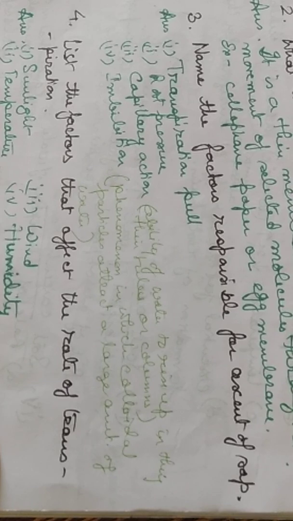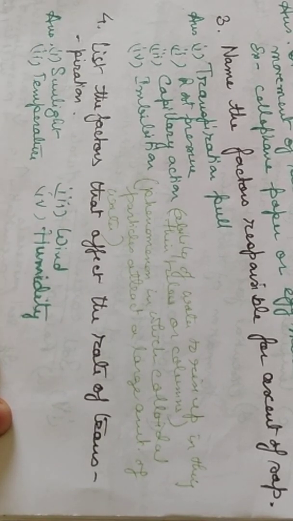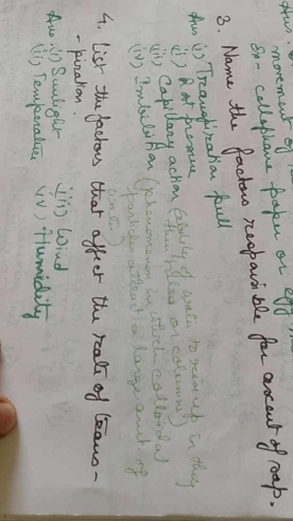List the factors that affect the rate of transpiration. It is the sunlight, wind, temperature and humidity, okay. What happens when it is a sunny day? More water is lost by transpiration. When the temperature is high, when it is a hot day, what happens? More water is lost due to transpiration, and the rate of transpiration increases.